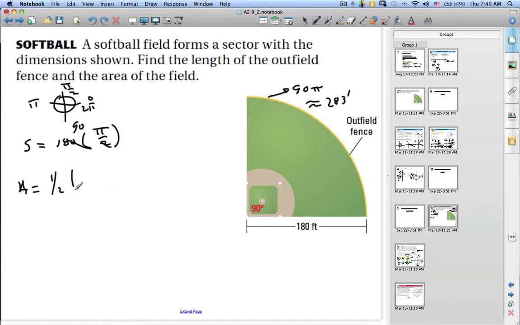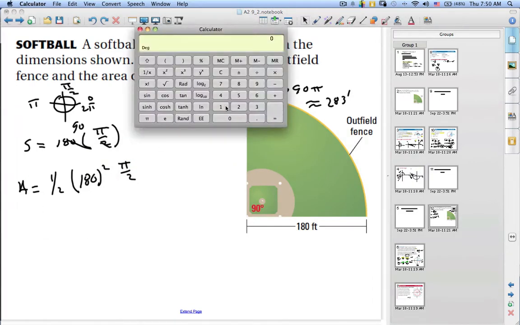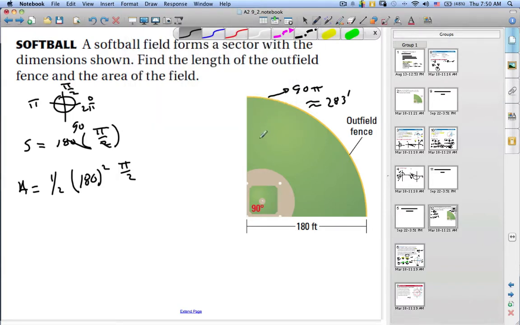So we'll go back to the calculator, and we'll square 180. And then we're going to divide it by 4, because my denominator would be 2 times 2, which is 4. Divide it by 4. And then if I multiply it times pi, 25,447 square feet approximately. So 25,447 square feet. So this is an abbreviation for square feet, or you could also do this, feet squared.